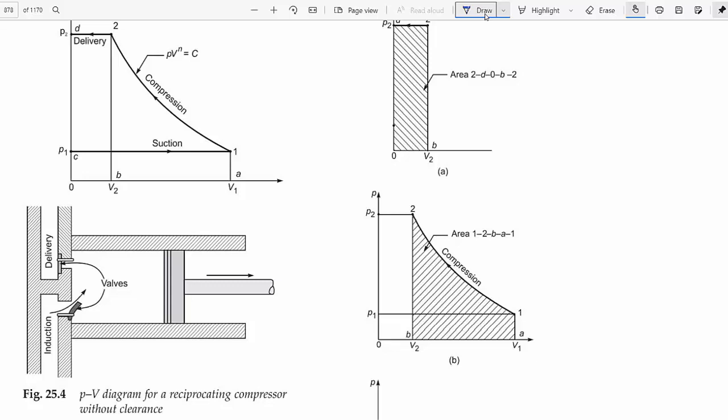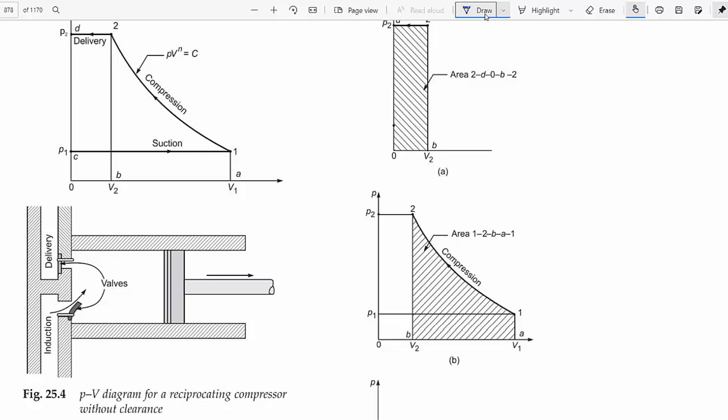Okay, here they are not considering the volume after TDC. Here TDC and the top plane of the compressor cylinder are the same. Okay, it's a first assumption, but in the actual case it's not. There is some volume in between the TDC and the top plane of the cylinder. But here it is a simple assumption.